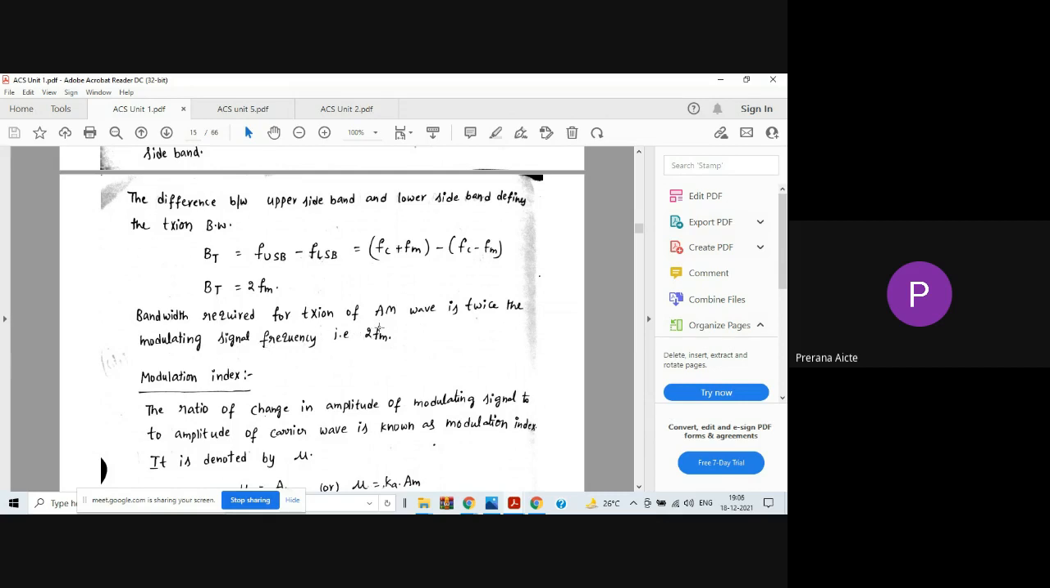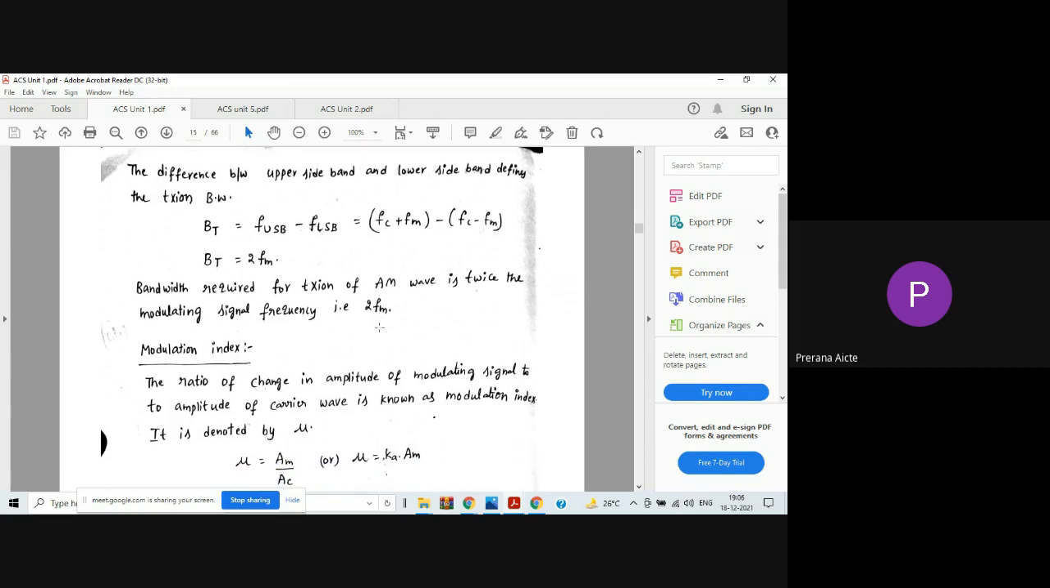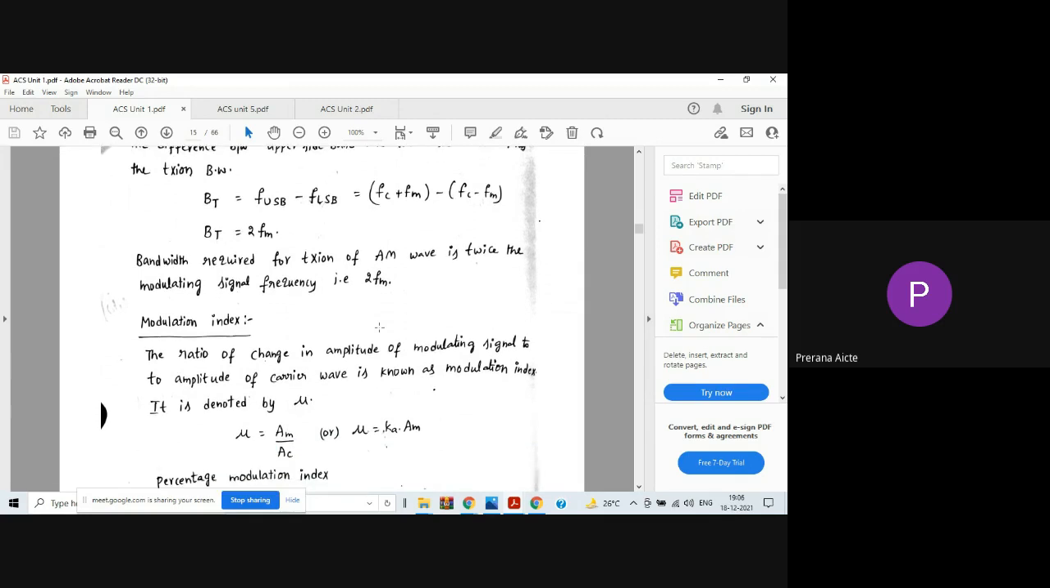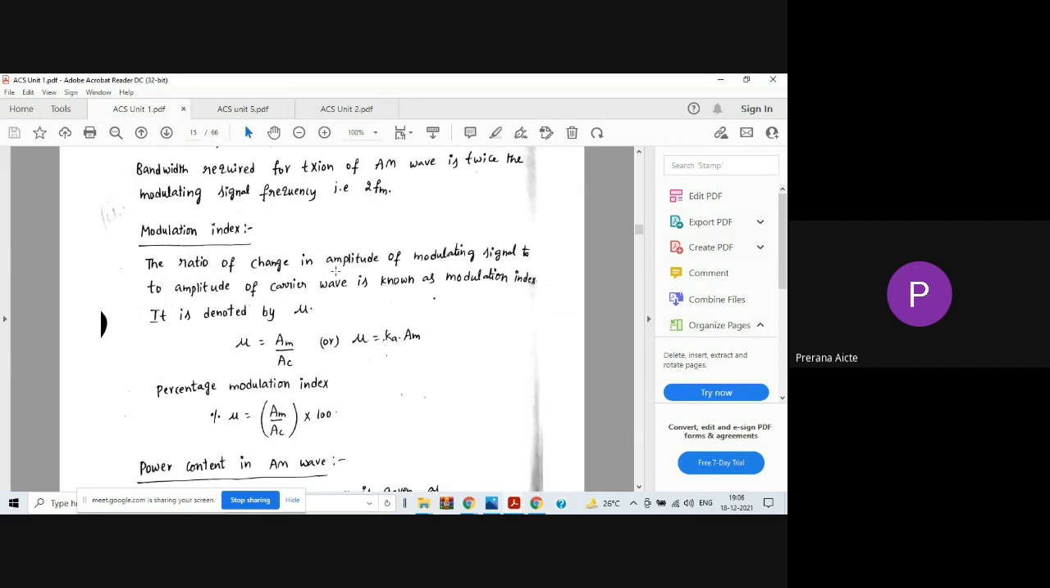The bandwidth required for transmission of AM wave is twice the modulating frequency. Okay. In the previous years, they have asked this bit also. What is the bandwidth required for AM transmission, FM, 2FM, like that they are asking. And it is also very important.